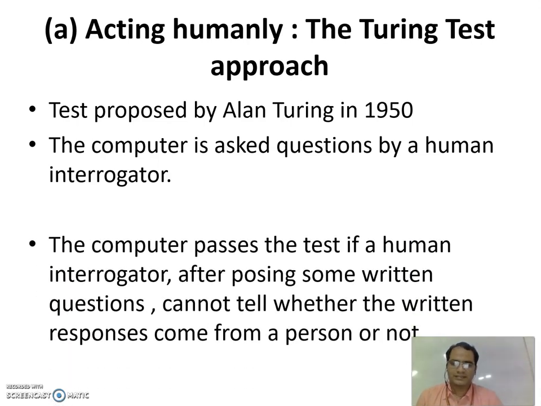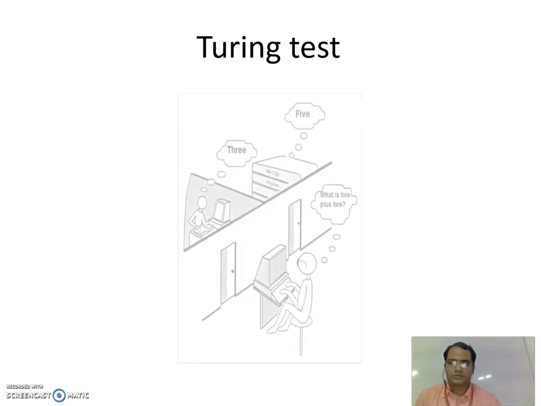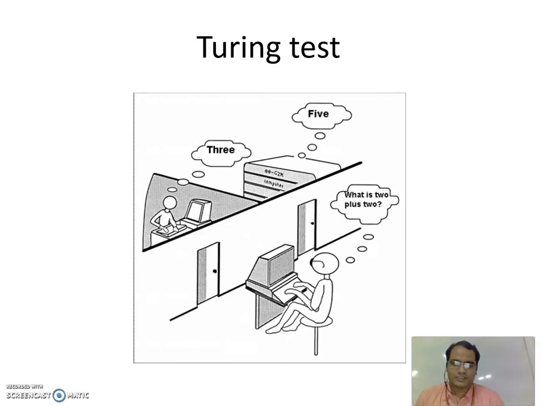So the computer passes the test if a human interrogator, after posing some written questions, cannot tell whether the written responses come from a person or not. So that confusion is created and the human being fails to identify who is responding. Then the computer is considered as winning. So this is how the Turing test can be depicted.